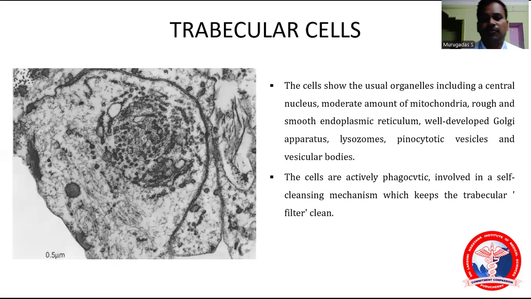The cells show the usual organelles, including the central nucleus, moderate amount of mitochondria, rough and smooth endoplasmic reticulum, well-developed Golgi apparatus, lysosomes, pinocytotic vesicles, and vesicular bodies. The cells are actively phagocytic, involved in a self-cleansing mechanism, which keeps the trabecular filter clean.